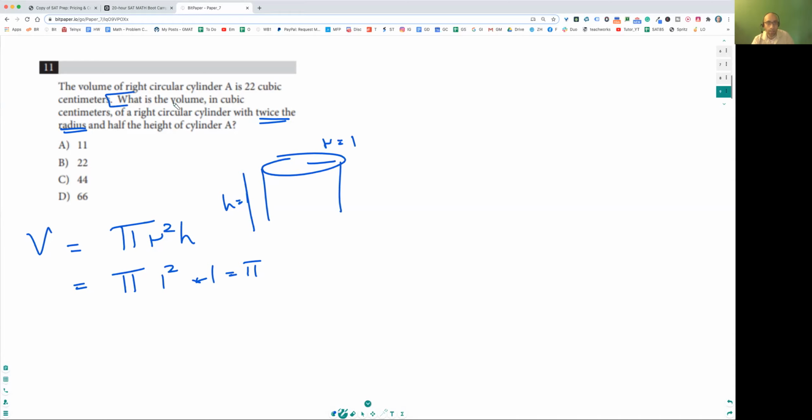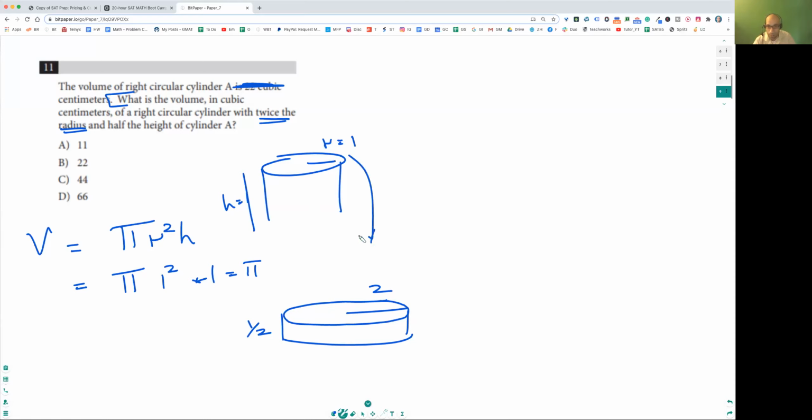They're asking, what is the volume in cubic centimeters? Ignore this piece for now. What is the volume with twice the radius and half the height? You start with this radius and you now double it. If you started with 1, it would become 2. The new radius would become 2. Well done, Suraj. Yes, this becomes 2, and the height would become half. That's the shortcut, the hack for this. So the radius is doubled and the height is halved.